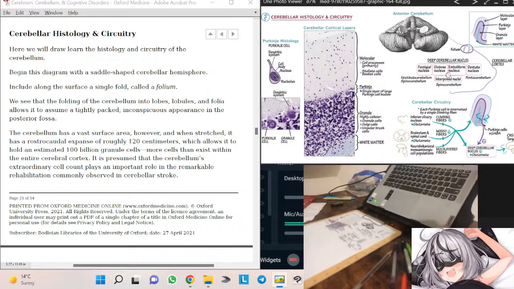Cerebellar histology and circuitry. Here we will draw and learn the histology and circuitry of the cerebellum. Begin this diagram with a saddle-shaped cerebellar hemisphere.